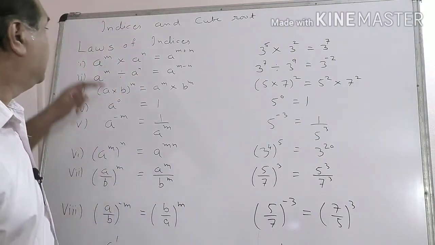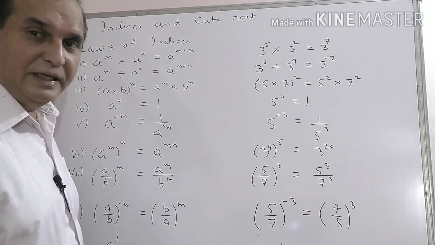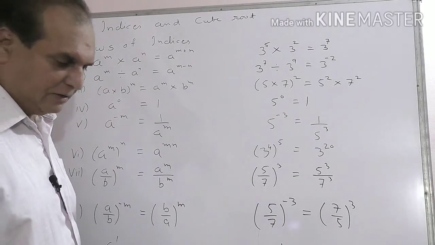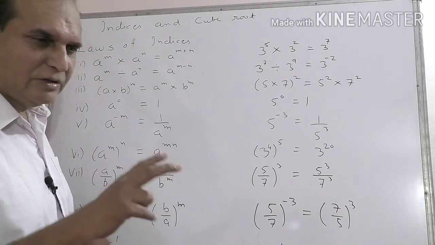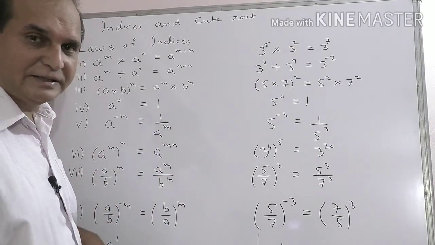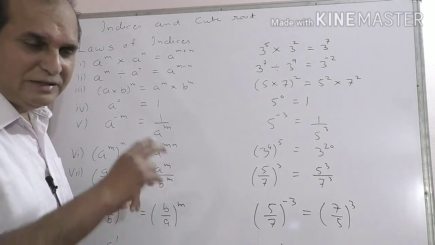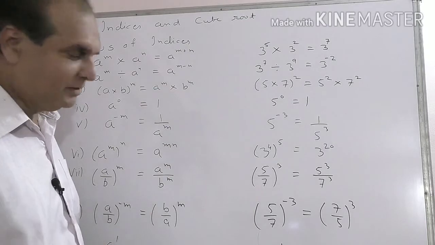Okay, laws of indices. Indices means any power. Some base, suppose 3 raised to 5. So 3 is the base, 5 is its index. So it is the study of those powers. 3 raised to 5 means 3 is multiplied 5 times: 3 into 3 into 3 into 3 into 3.